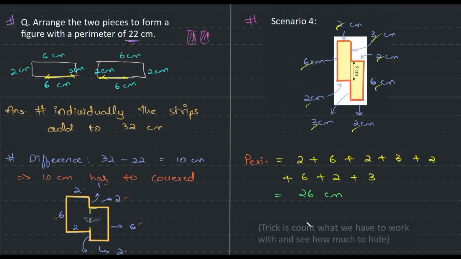Okay. So the trick is to count what we have to work with and see how much to hide. So more than this, actually, you need to understand in general what we are dealing with and what our destination is and how we can smartly solve this question. Any question, any puzzle. So you need to learn that art, learn the fundamentals, apply it systematically, analyze what the situation is, and then solve it.